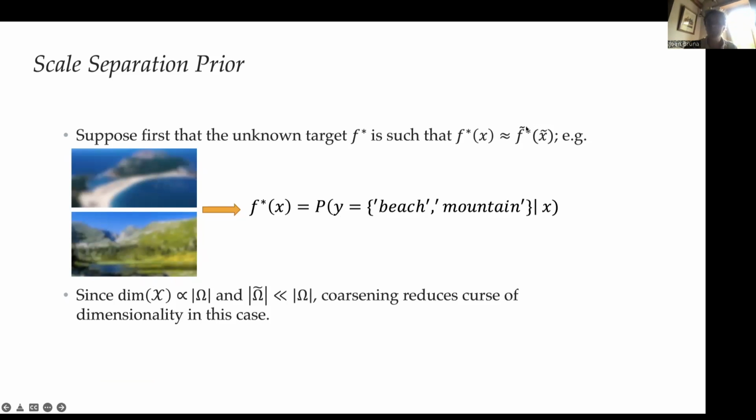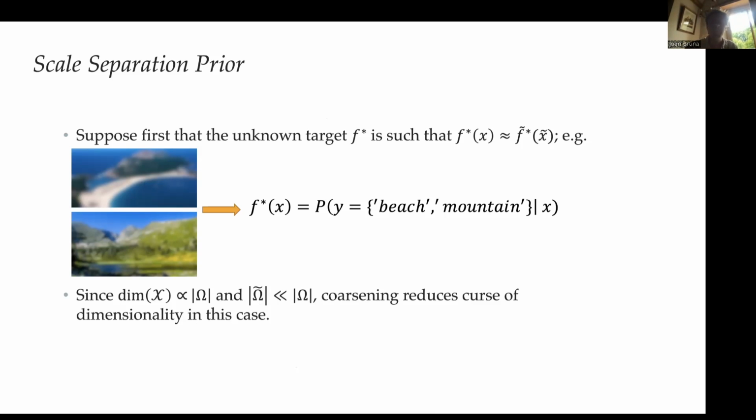And what is the advantage of thinking of the function in terms of the low resolution? Well, the low resolution has a much smaller number of pixels, so the dimension of the input is much reduced. The curse of dimensionality in that sense is reduced, just because I can replace the input by something that has much smaller dimensionality. Okay, is this example clear?